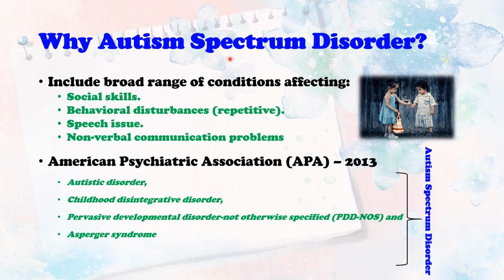Autism spectrum disorder includes a broad range of conditions affecting social skills, behavioral disturbances, repetitive behavior, speech issues, and nonverbal communication problems. The American Psychiatric Association (APA) in 2013 identified many other disorders having the same symptoms as autism. Some of them are autistic disorder, childhood disintegrative disorder, pervasive developmental disorder not otherwise specified, and Asperger syndrome. That is why all of them are categorized as autism spectrum disorder.